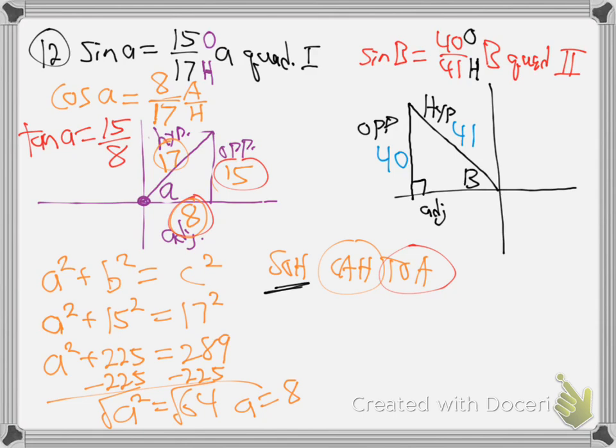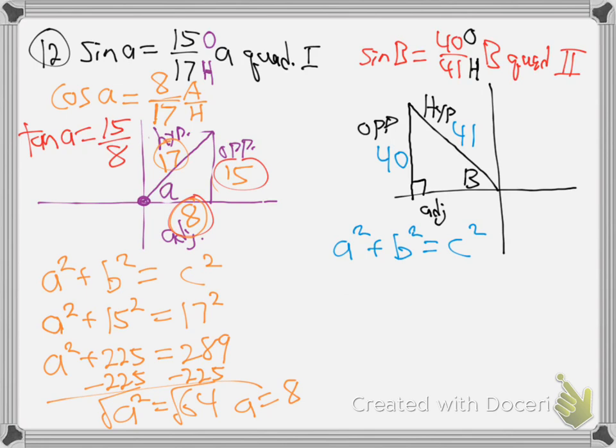And so we do the Pythag thing. The Pythagorean theorem. A squared plus B squared is C squared. So that's A squared plus 40 squared is 41 squared. A squared.